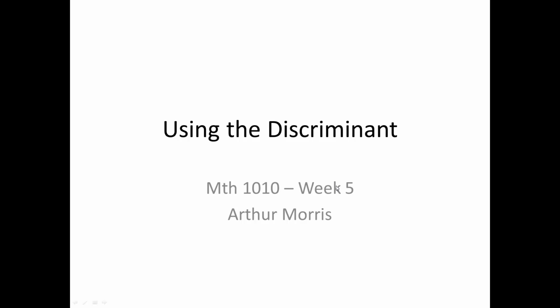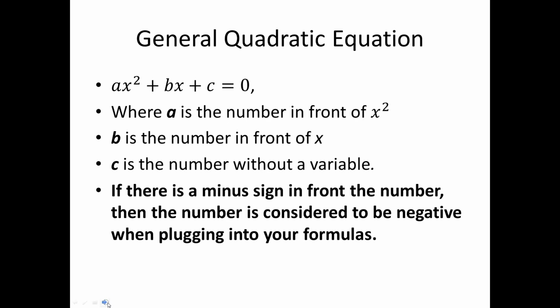Okay, in this video we're going to use the discriminant to determine whether the roots of our quadratic equations are real or complex. We have to remember that the general quadratic equation is ax squared plus bx plus c equals 0, where a is the number in front of x squared, b is the number in front of x, and c is the number without a variable.